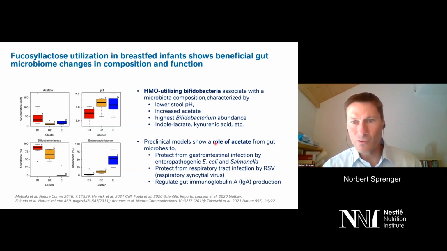And then just to come to the role of acetate, here is some data from preclinical models. This was shown to be very effective in protecting from enteropathogenic E. coli in an animal model, and in other in vitro models also from Salmonella. And then, interestingly, there is maybe also a link to respiratory infections by respiratory syncytial virus, where there is protection with acetate. And most recently, from this year, there's also regulation of gut immunoglobulin A production in the gut itself through acetate. So some kind of an ecology that has a beneficial effect is expected.